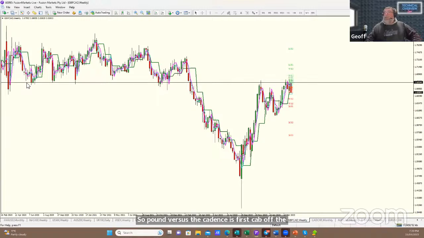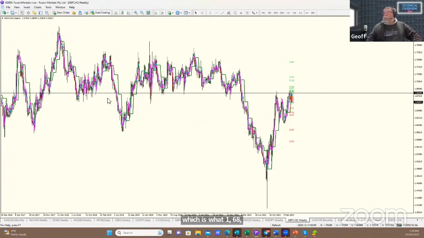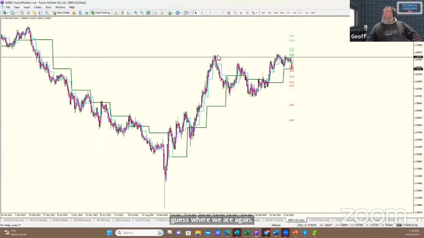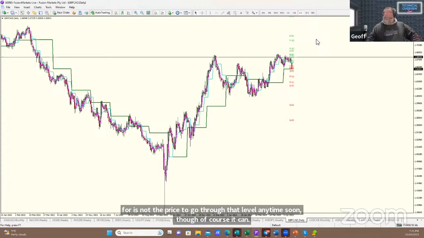And I like this because this level here, which is what, $1.68, is super strong. It's been support massively, going back to 2016. Every time it comes to this level, it bounces off it. And we've done that again. And guess where we are again? We've just bounced off it again. So what I'll be looking for is not for price to go through that level anytime soon, though of course it can, but to pull away from that level and then have another crack at it at some stage.